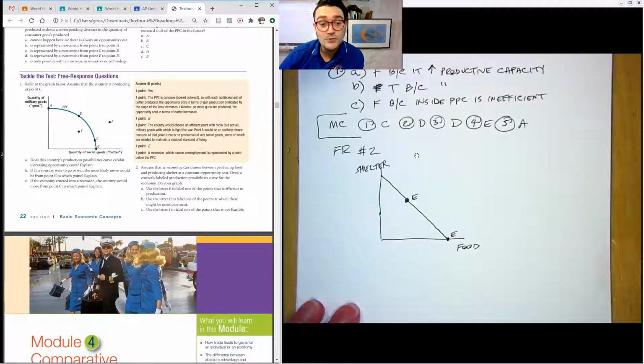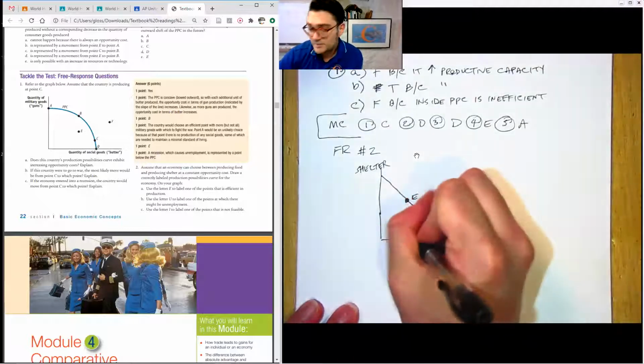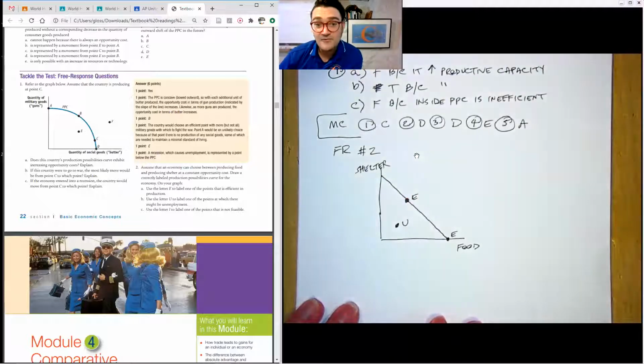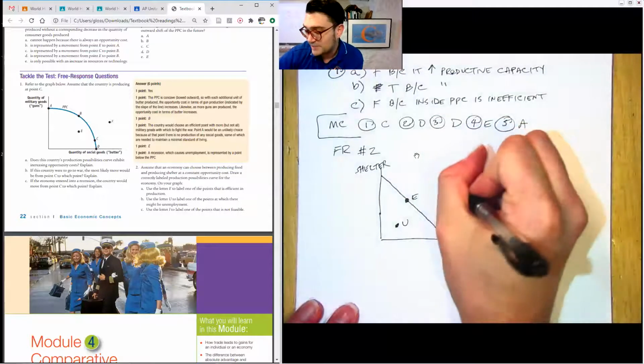Use the letter U for unemployment. Well, that's anywhere under the line, so that would be unemployment. And I for impossible or not feasible, so that would be anywhere outside of it.